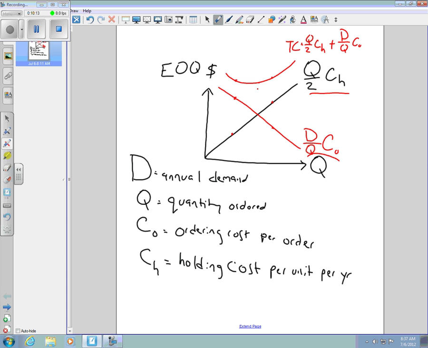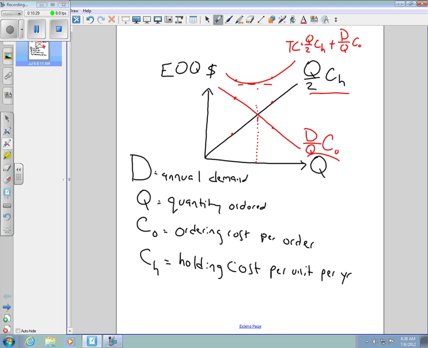Now, if I do that, it's going to come right through here at the minimum point. Pretend you drop a marble in this top curve. That marble is going to come to rest in the middle there, and it'll come to rest where the slope of that line is 0.